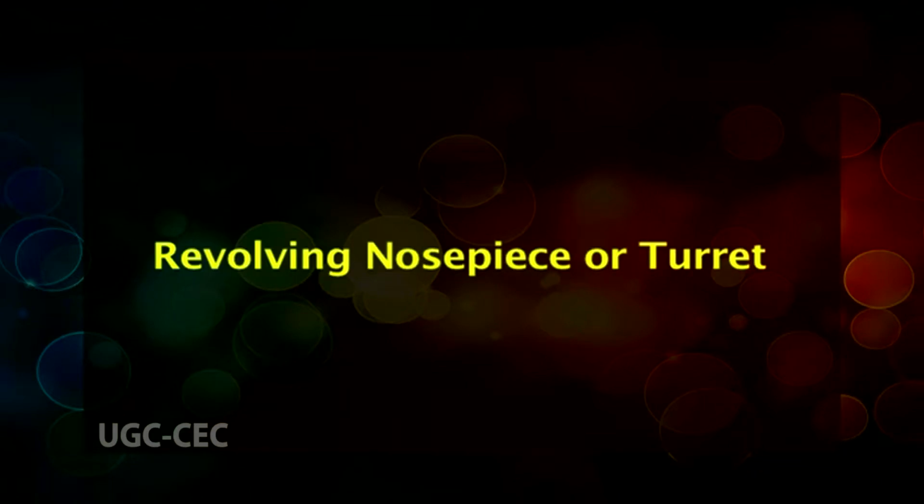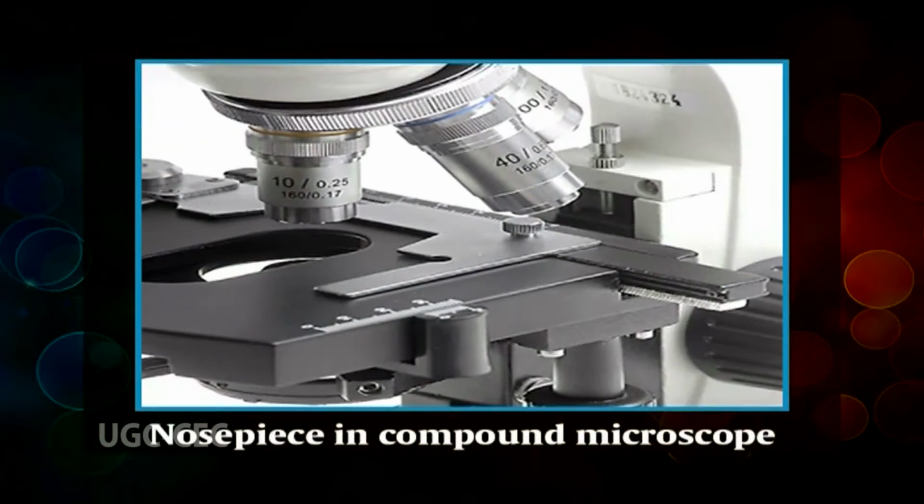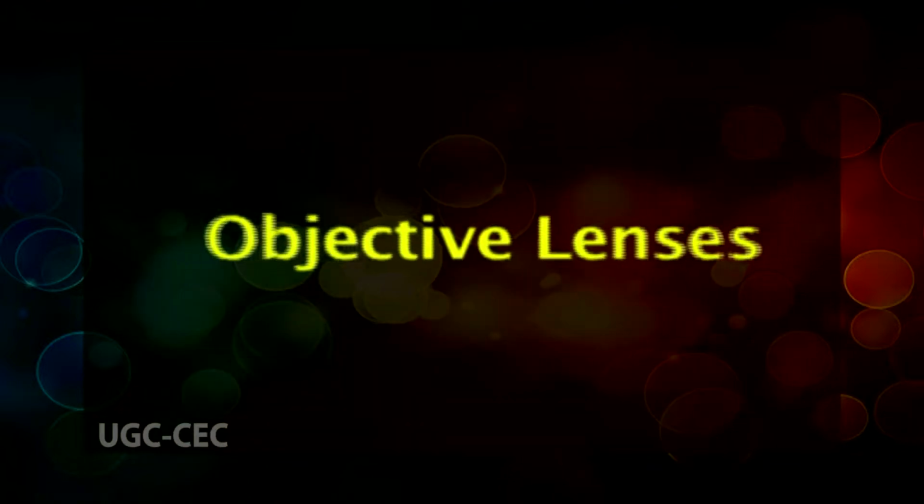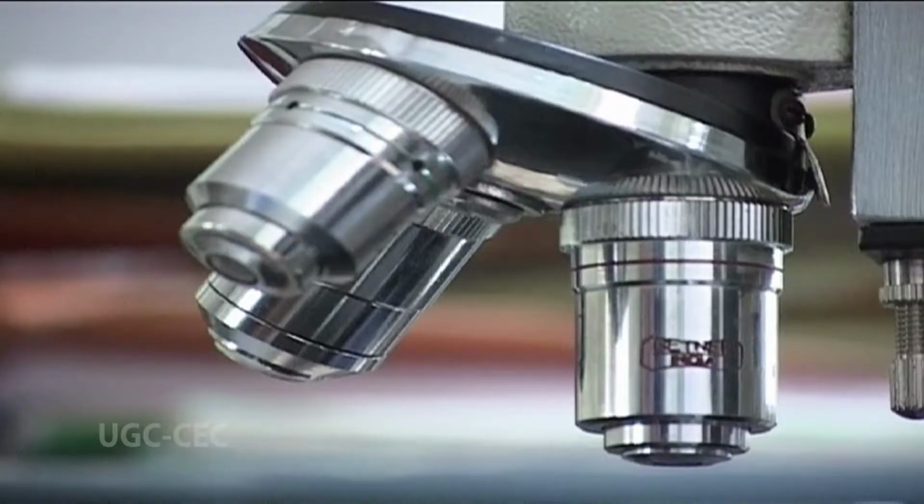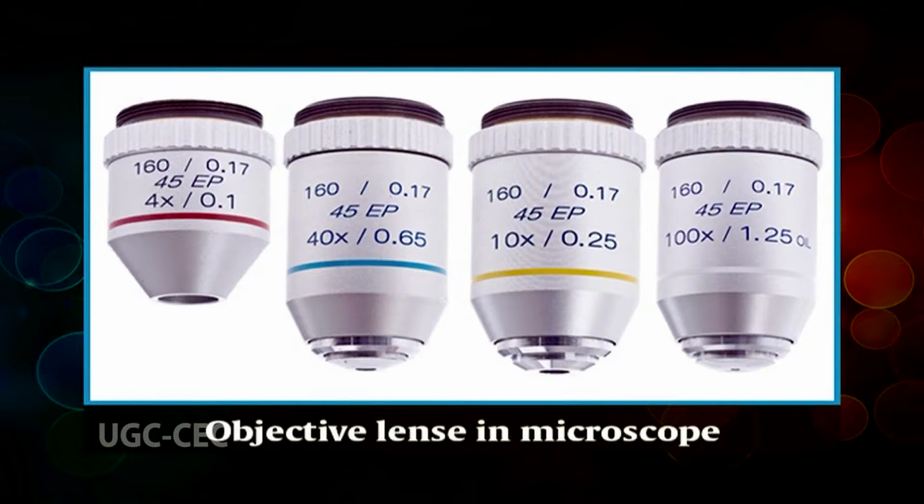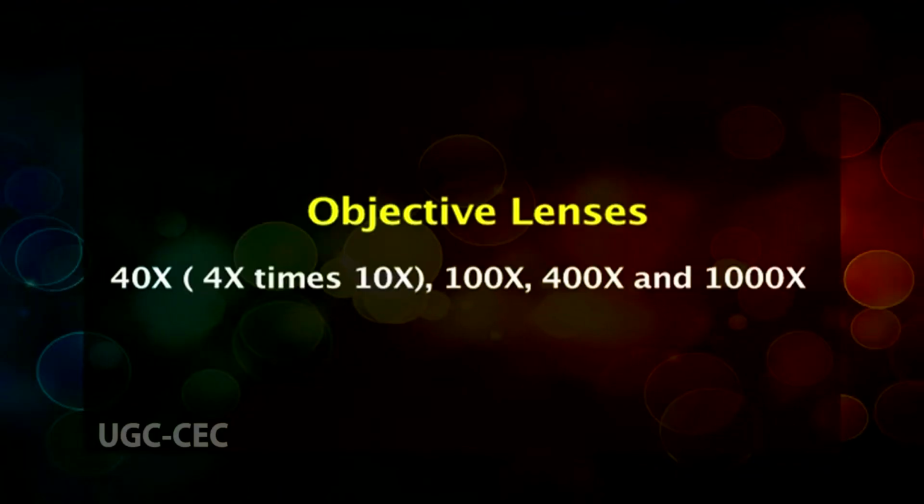Seventh, revolving nosepiece or turret. This is the part that holds two or more objective lenses and can be rotated to easily change power. Eighth is objective lenses. Usually, there are 3 or 4 objective lenses on a microscope. They almost always consist of 4x, 10x, 40x and 100x powers. When coupled with a 10x eyepiece lens, we obtain total magnification of 40x, 100x, 400x and 1000x.